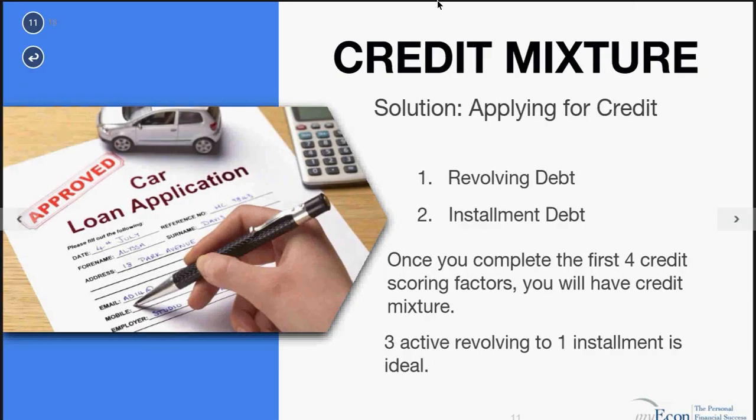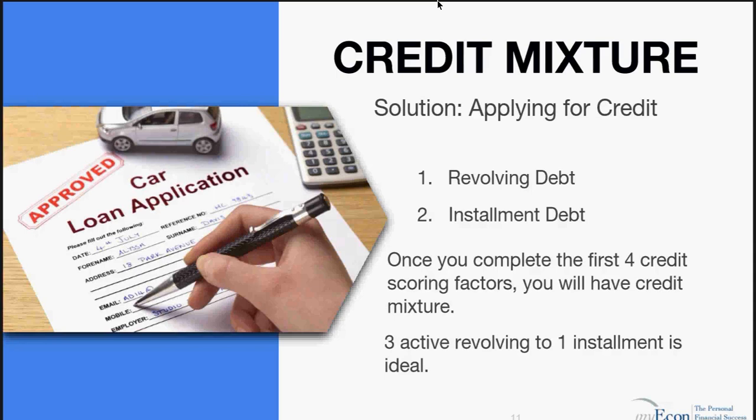So let's talk about the next one, credit mixture. The final 10% of your score is credit mixture. You must have a mixture of revolving debt, which is the credit card, and installment debt, which is a car loan, mortgage, or the credit builder loan. And if you complete the first four scoring factors, you'll automatically have this one complete. If you just follow the process, you'll automatically have credit mixture, because it pertains to a lot of different things that give you that diversification. Credit mixture, another word for that is credit diversification. Like they say, don't put all your eggs in one basket. Don't just have one source of income.